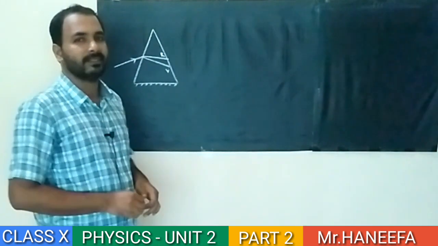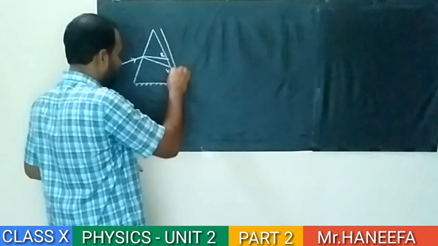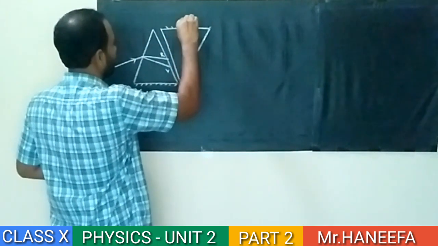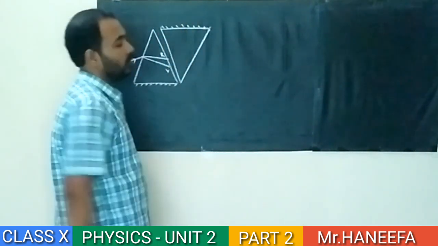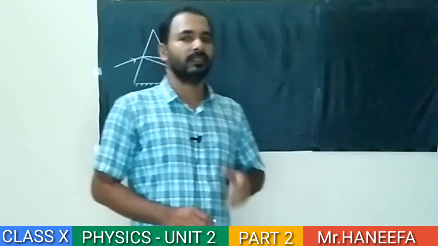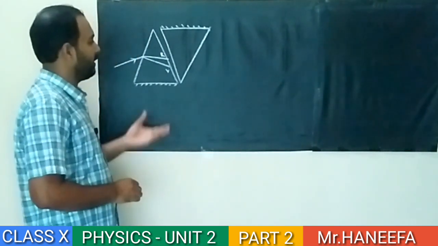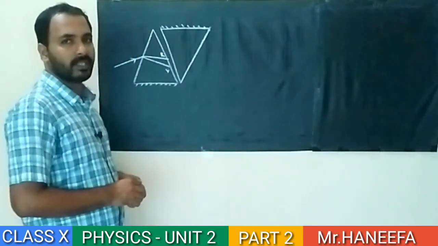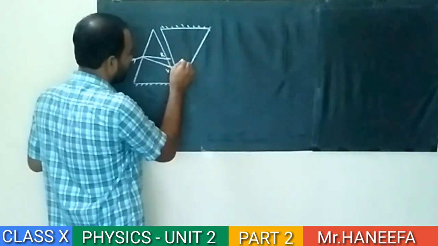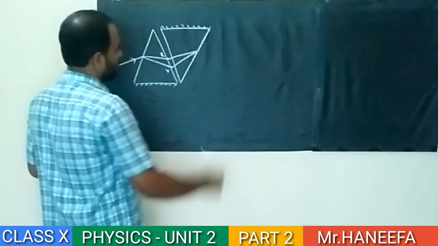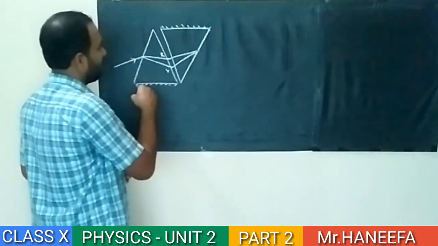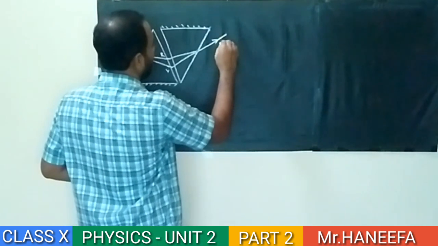Next, he placed an identical prism in an inverted position. Isaac Newton placed another identical prism in inverted position near the first prism. So these 7 colors are combined to form white light.